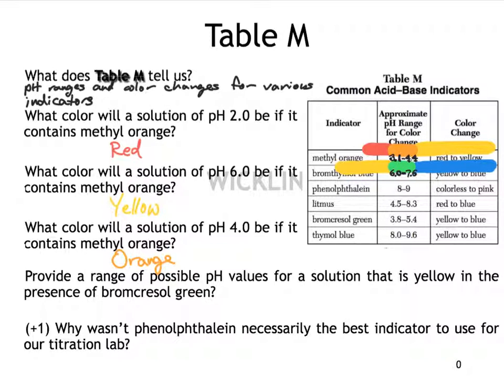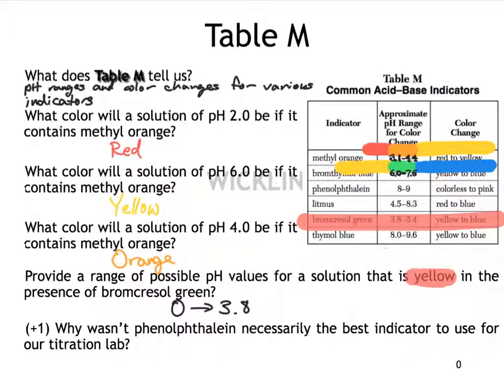This one's a little more outside the box. Let's provide a range of possible pH values for a solution that's yellow in the presence of bromocresol green. So here's bromocresol green. I'll just highlight it for reference. It changes from yellow to blue between the pHs of 3.8 and 5.4. So if we need this to be yellow, then we also need the pH range to be below 3.8, because it's only yellow from 3.8 down to 0.